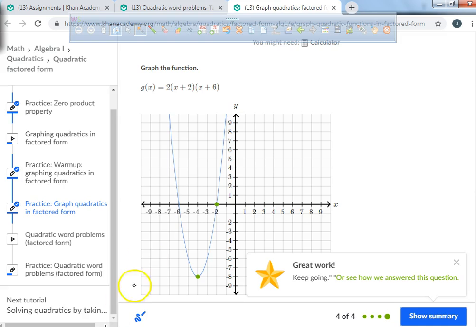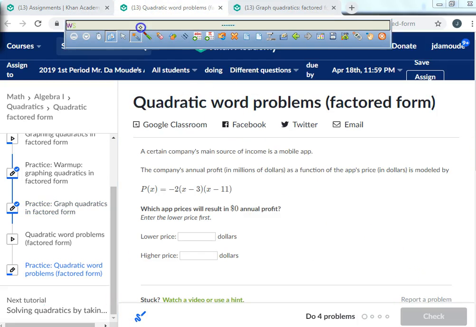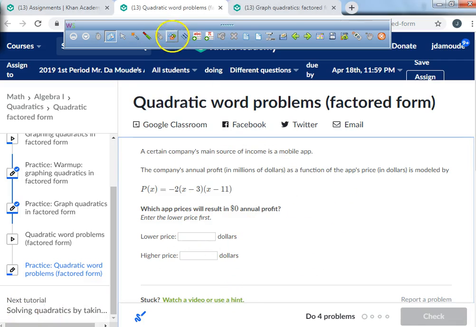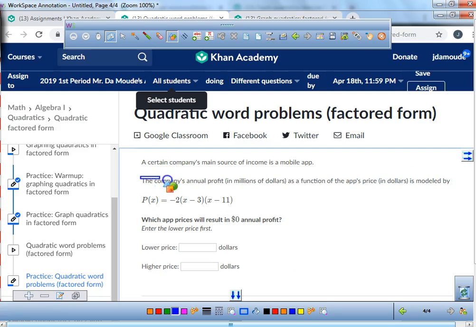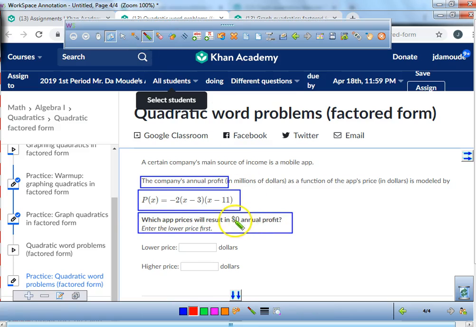Now we're going to go over to the next one, which is a little bit trickier. It says word problems. So if you would, I'm going to pause the video and let you write certain things down. All right, so in this problem, it says the company's annual profit in millions of dollars as a function of the app price is modeled by this particular function. Which app prices will result in, here's the key thing, 0 annual profit? Like if you make no money.